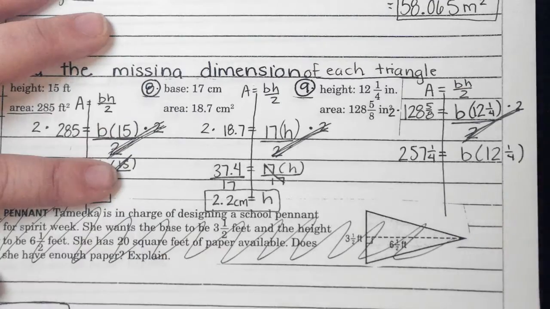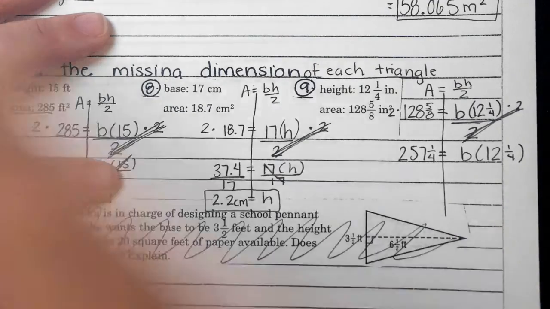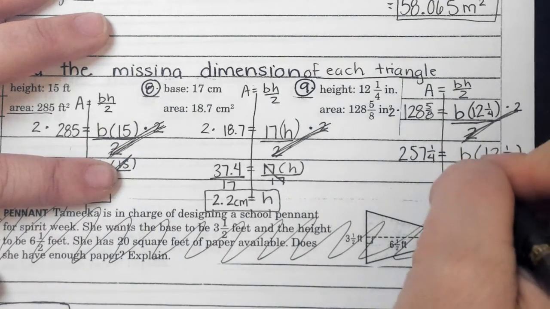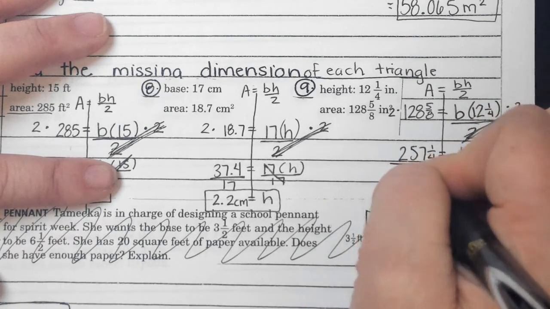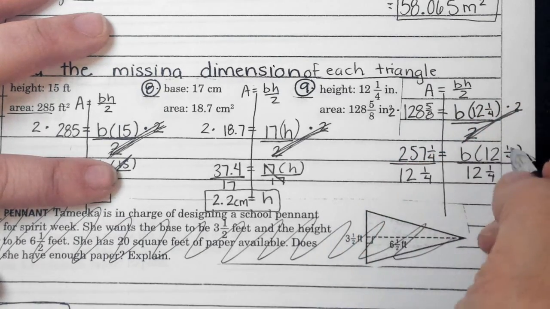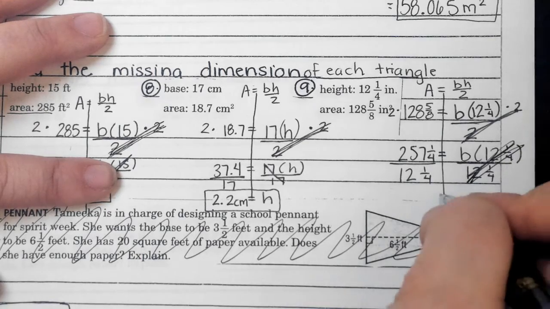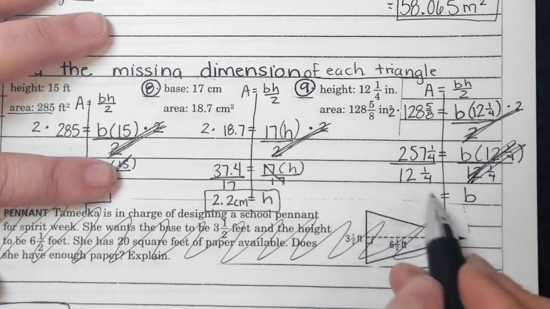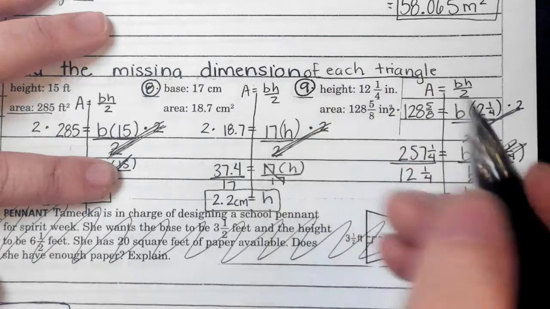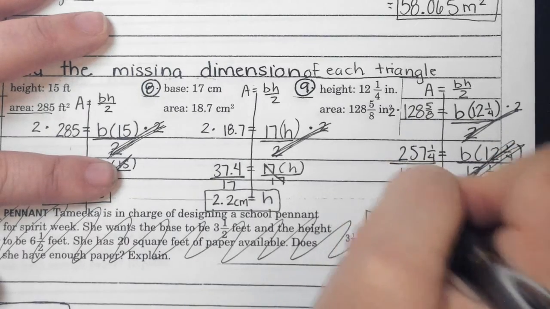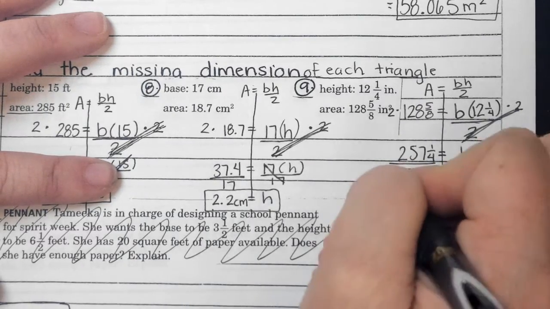All right, what am I going to do next? Divide by 12 and 1/4. Go ahead, Lauren. Okay, so my 12 and 1/4 is gone. That leaves me with B. What do I get for my answer here when I divide those? Be careful with your calculator. Peyton? 21 inches. 21 inches. Thank you for including those units.